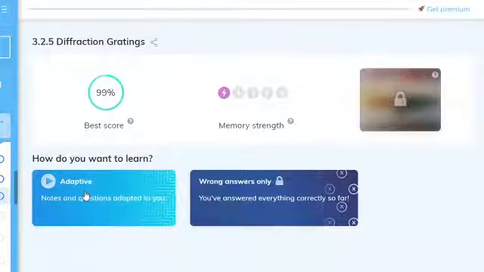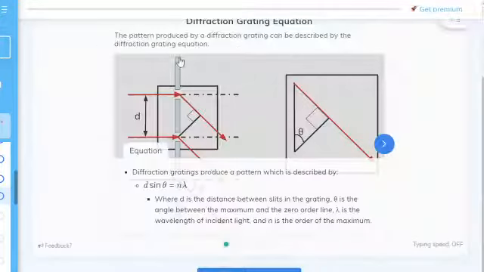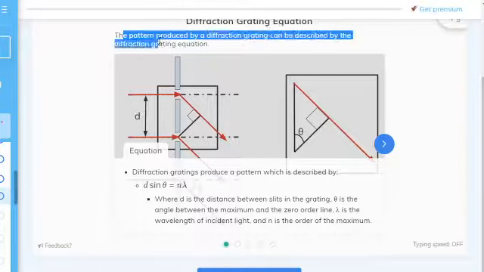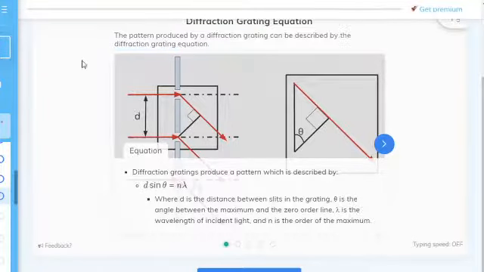And the end of topic test on diffraction. Diffraction grating equation. The pattern produced by a diffraction grating can be described by the diffraction grating equation: d sin θ = nλ, where d is the distance between the slits in the grating, θ is the angle between the maximum and the 0th order line, λ is the wavelength of the light, and n is the order of maximum.